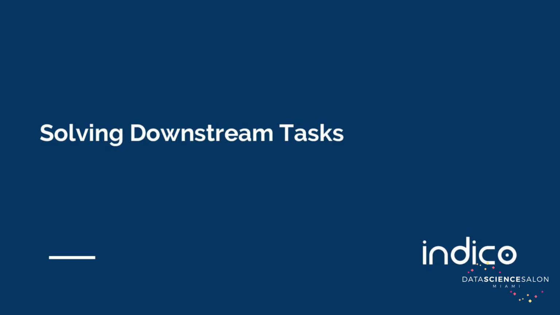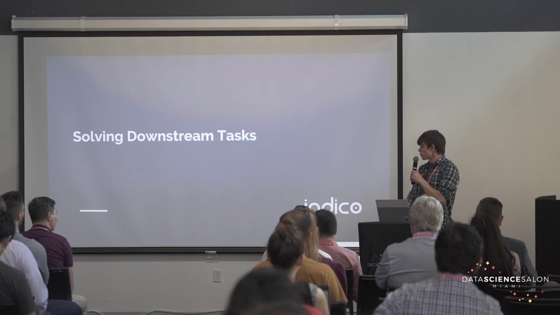So I've given you a really brief high-level overview of what learning representations for text looks like. So let's talk about solving downstream tasks and the kind of things we need to care about if we want to train a machine learning model without a lot of labeled training data.